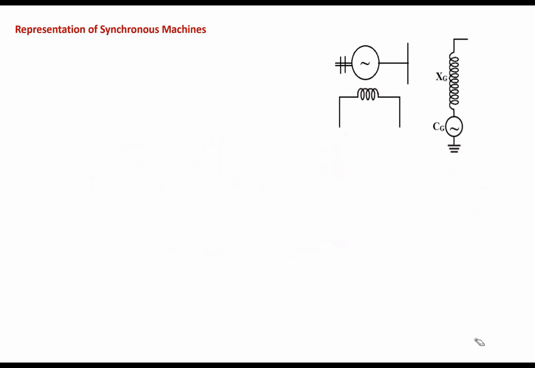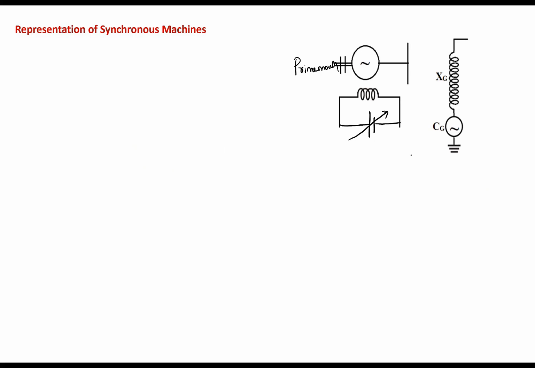Next, how do we represent the synchronous machines, and what data is required for analysis of synchronous machines? Here synchronous machines means either a synchronous generator or a synchronous motor. In the image, if this is a synchronous generator, this is the exciter and this is the prime mover. This is the exciter circuit.